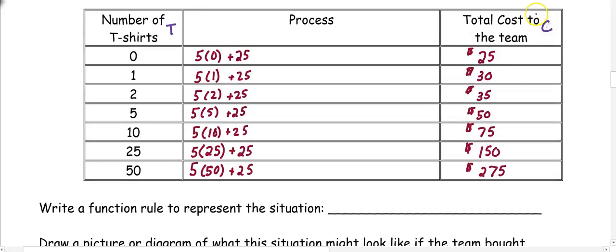So we can use our table to help us create a function rule, and we're going to let T represent t-shirts and C represent cost. So we have our cost, C, equals 5T, because it's 5 times each t-shirt, plus the $25 that they have to pay no matter what. Remember that the function rule is an algebraic representation.